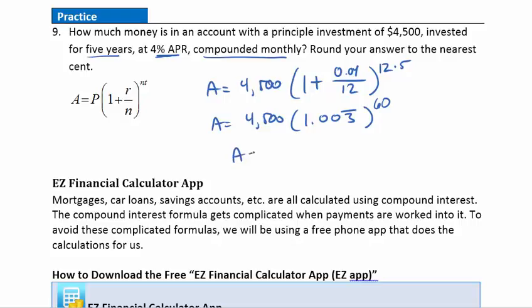And so I'm going to earn 5,494.48. Now, you want to get this answer accurately. And the way you do that is you don't round until you get to the very end. So we don't want to round any of these numbers in here. We're going to wait right till the end.